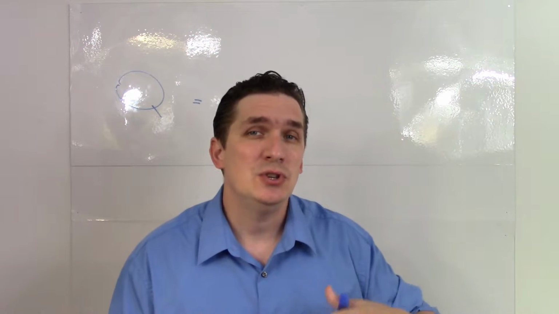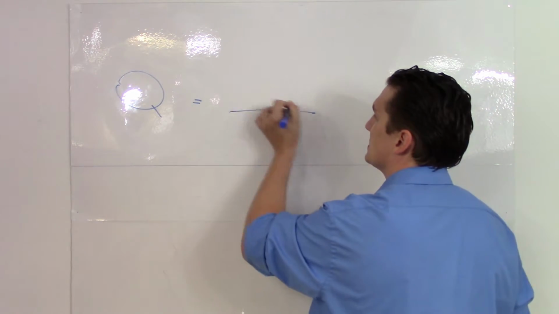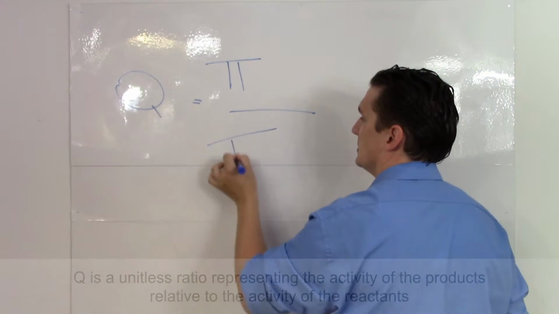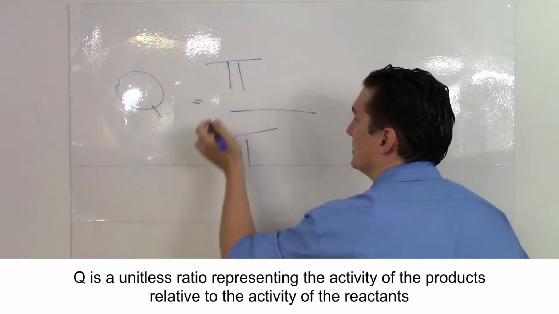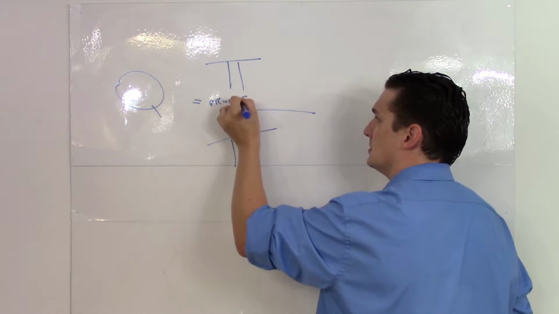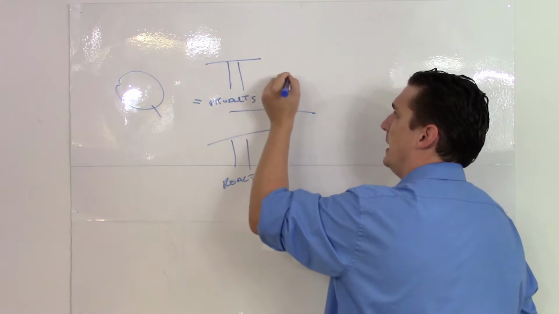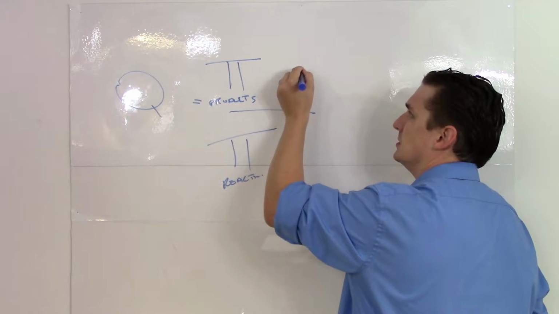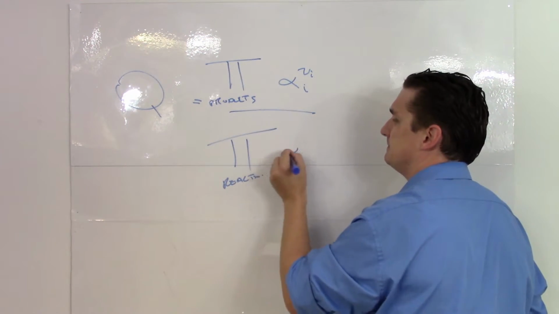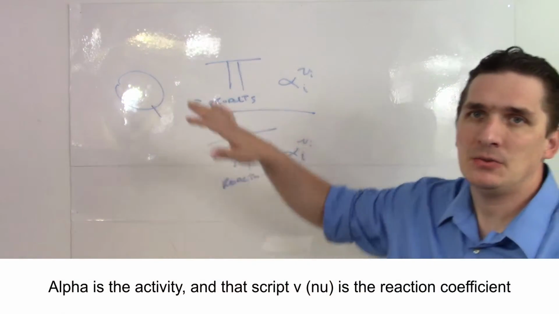So what is Q actually? Well, Q is unitless, and Q is represented by the following expression. Q is the product of the products over the product of the reactants, and it's the activity of species i raised to the reaction coefficient of i. So pi here represents the product.